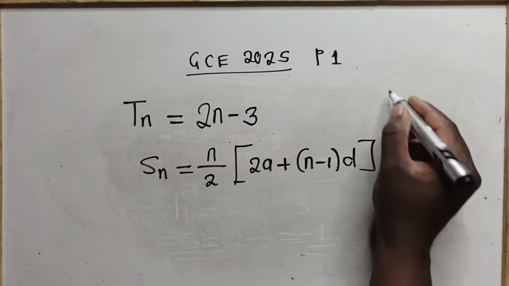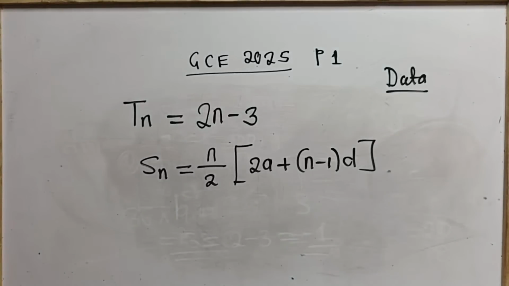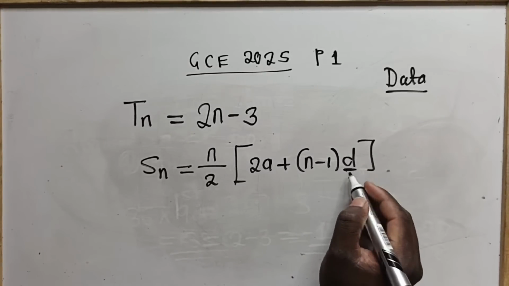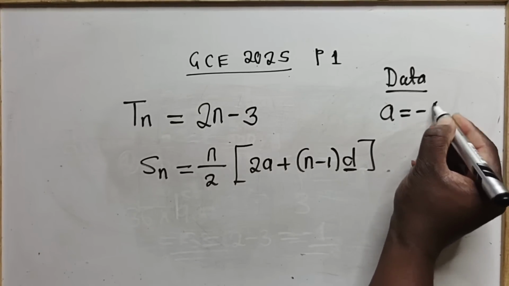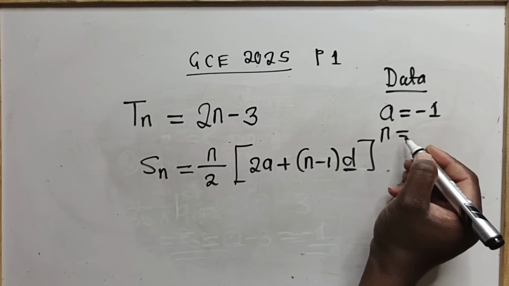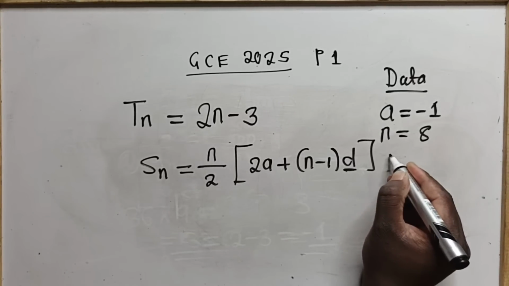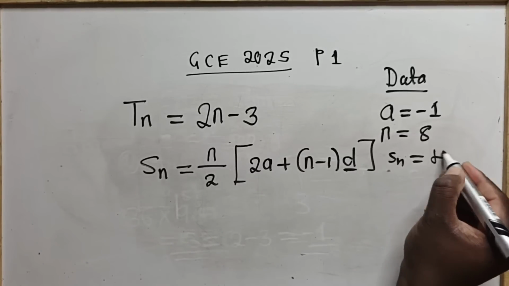So you need to gather your data. Very important. So for the data, look at this. In the question they said we find the common difference, so we are only looking at the value of d, this d which is here. For our a, which is the first term, in our first question we found it to be equal to -1. Our n, in the question they said sum of the first 8 terms, so n is 8. And then the sum they have given us is 48.